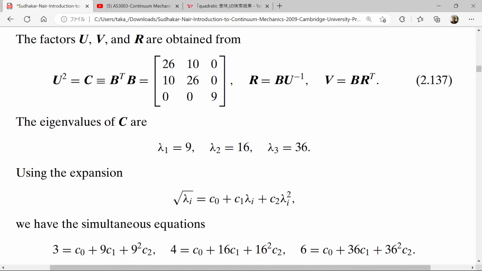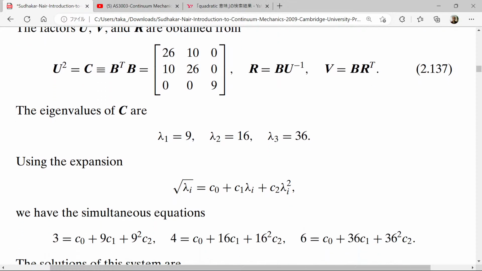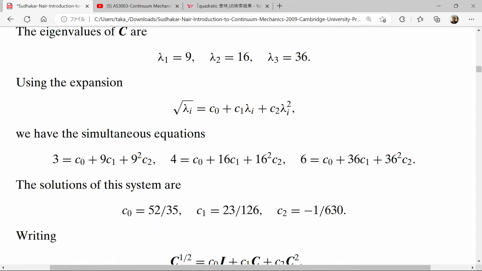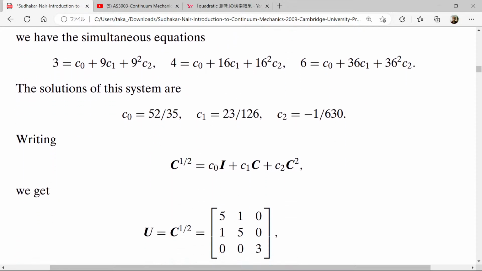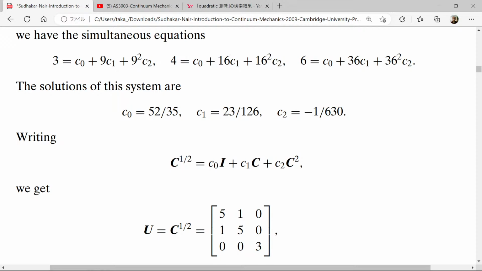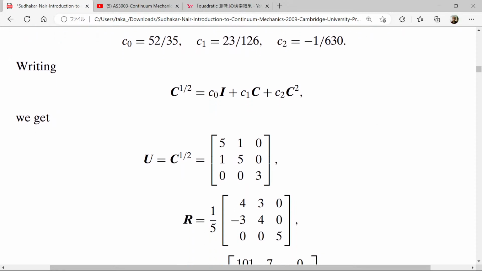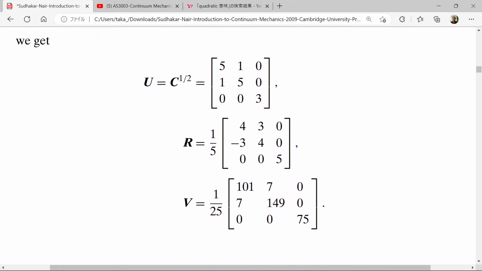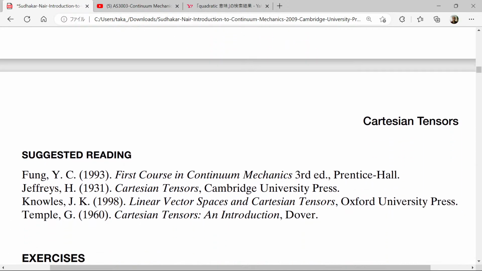Using the expansion like this, we have simultaneous equations. The solution of this system is something like this. Writing C to the power 1/2 is something like this. So we get U is like this, R is like this, B equals like this.